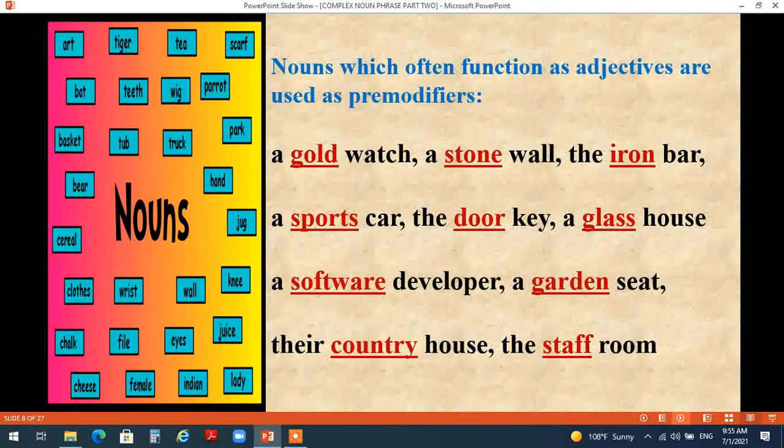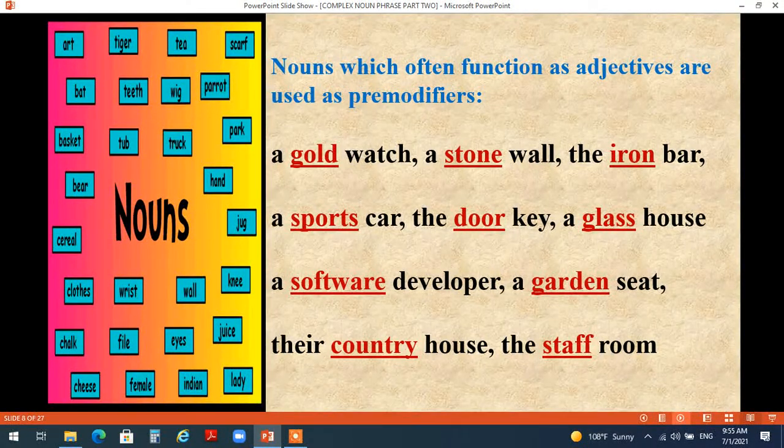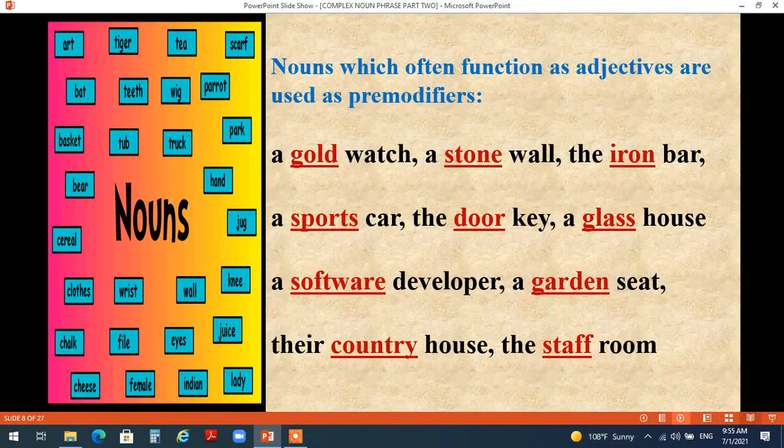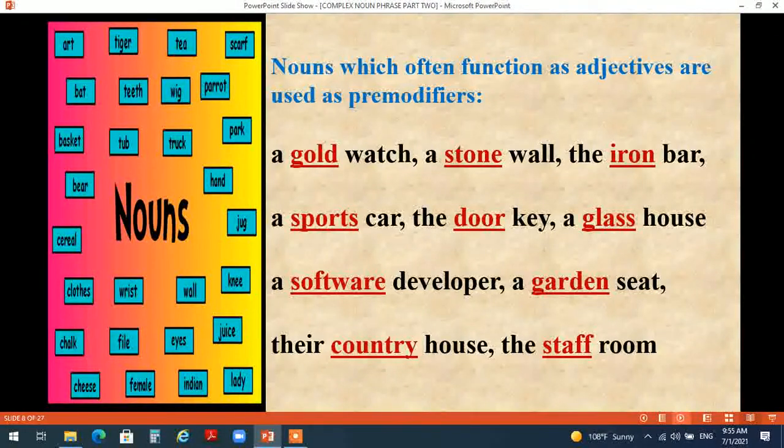The door key, a glass house, a software developer, a garden seat, their country house, the staff room. نلاحظ في كل هذه الأمثلة لدينا اسمان، فسيكون الاسم الأول يعمل عمل الصفة ولكنه ليس صفة، هو اسم يعمل عمل الصفة كي يعطي وصفا معينا إلى اسم آخر يأتي بعده. في هذه الحالة تعتبر الأسماء pre-modifiers.